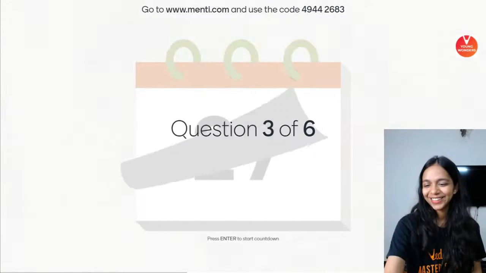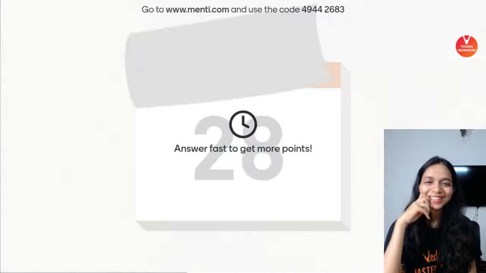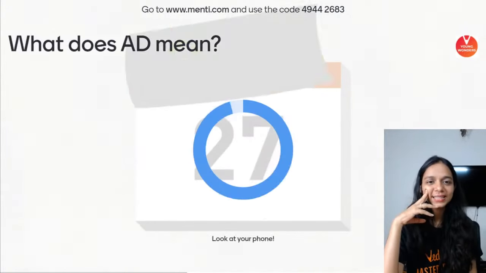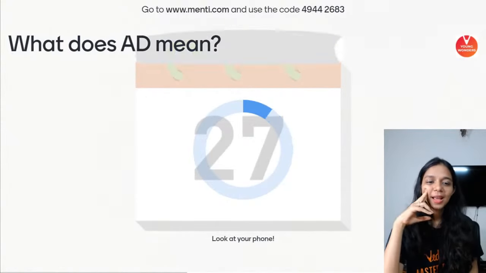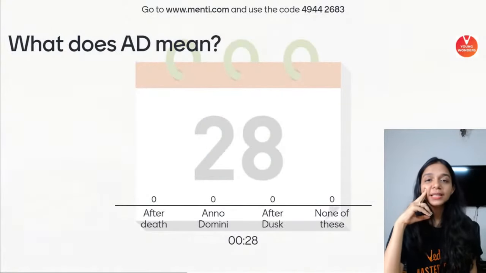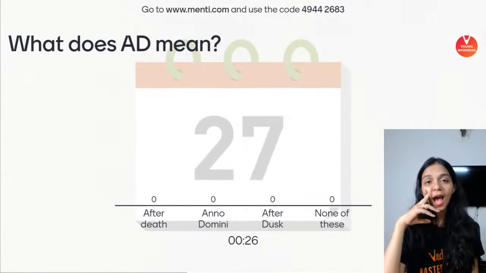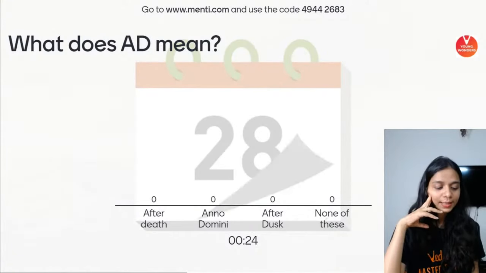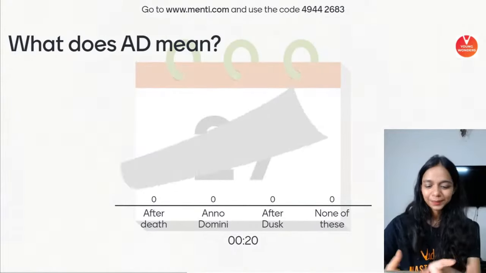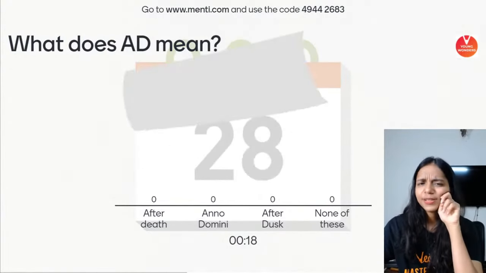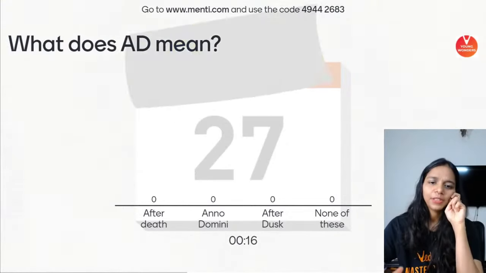All right. Got it. Question 3 of 6 is, what does AD mean? After death, Anno Domini, after dusk, or none of these? Vijay Lakshmi, I took your name. Ye to 6th standard ka hai guys. This is 6th standard syllabus. You should know this.